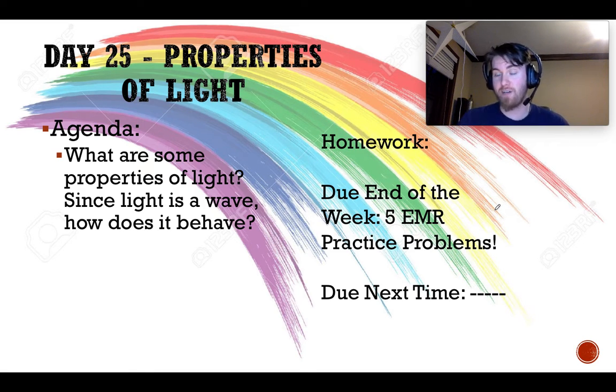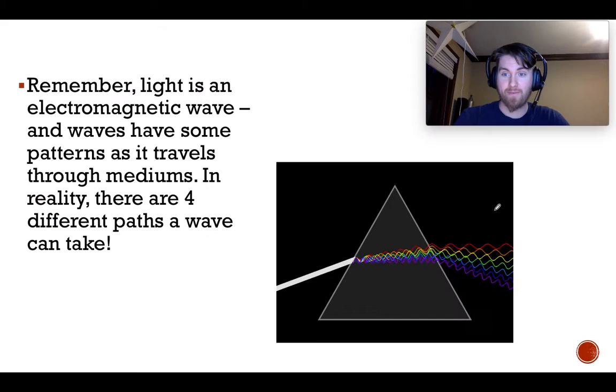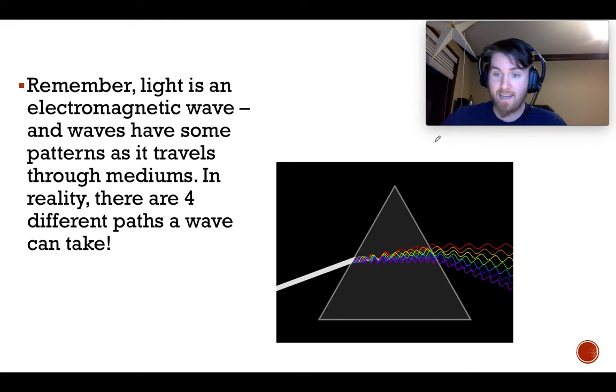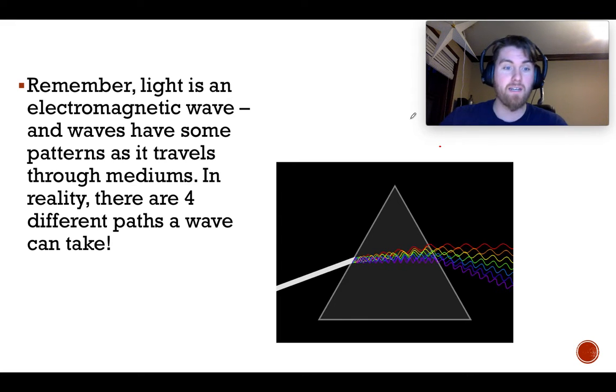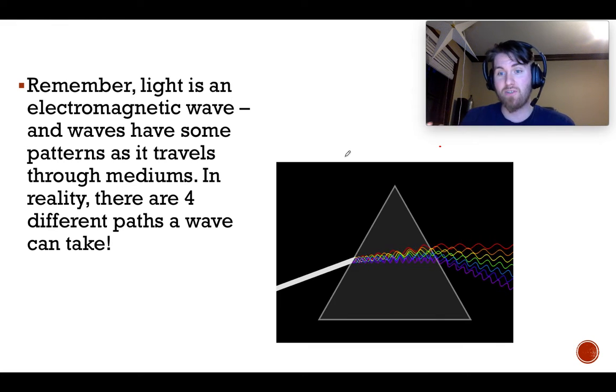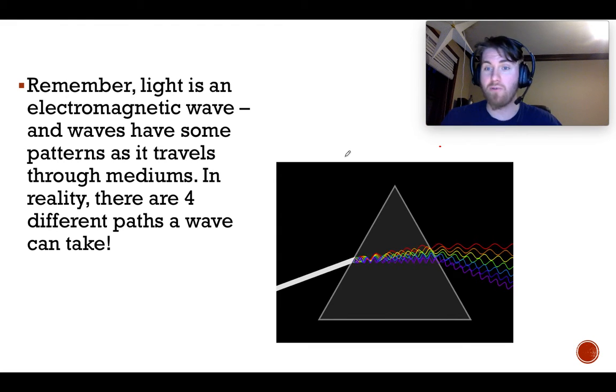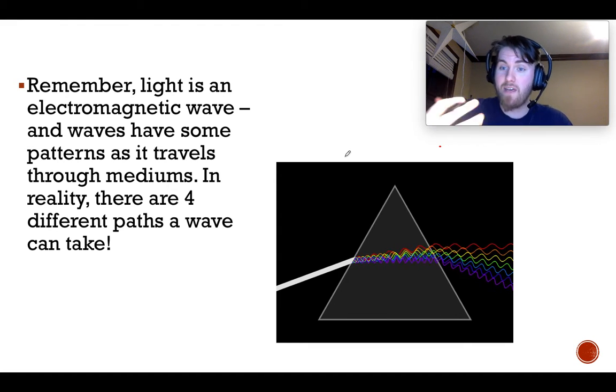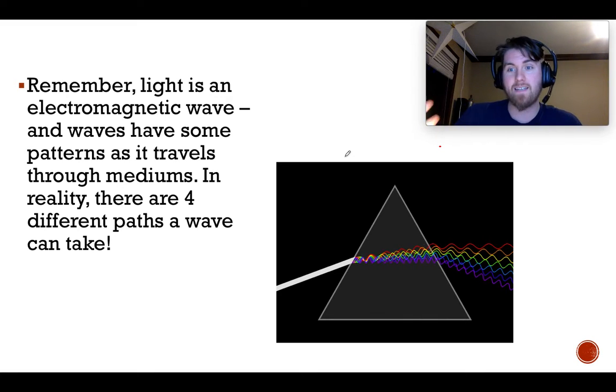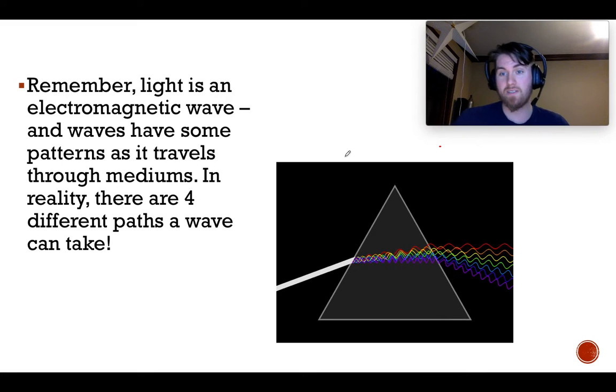So let's talk about what is light in general and how does light behave. The first thing that you need to remember is that light is an electromagnetic wave, meaning it always travels at the exact same speed dependent on the medium. But in a medium, in reality, there are 4 different ways in which a wave can behave. As I said, if I hit a specific medium, that wave travels through the medium, but things happen whenever that wave is actually traveling.